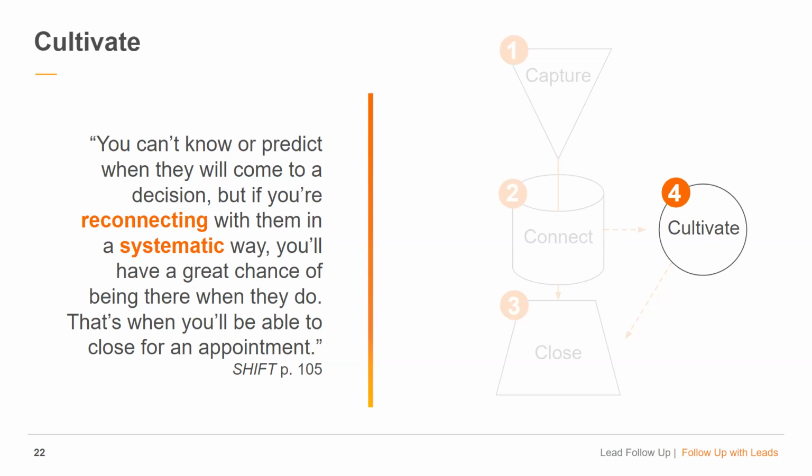1 to cement and 36 to convert will be the system that you put in place to cultivate your leads until they are ready for that appointment. Shift reminds us that you can't know or predict when someone will come to a decision. But if you're reconnecting with them in a systematic way, you'll have a very good chance of being there when they do come to their decision to whether buy or sell. And that's when you'll be able to close for that appointment, all right?